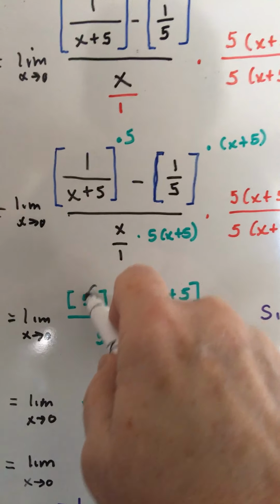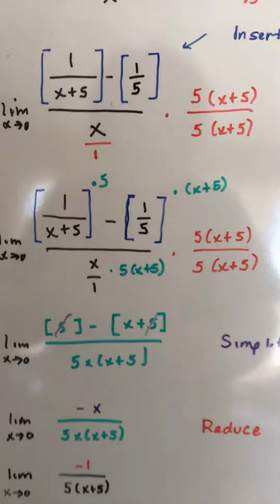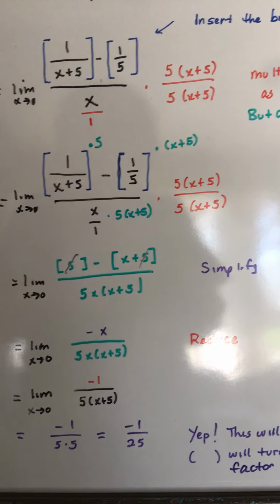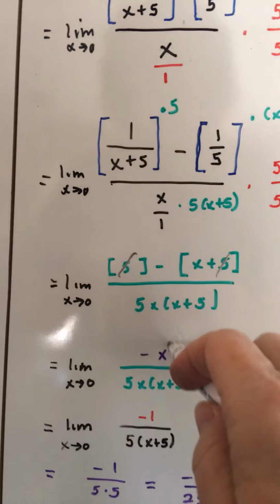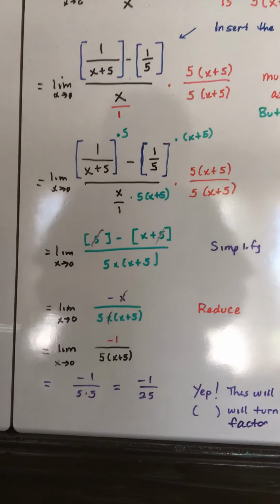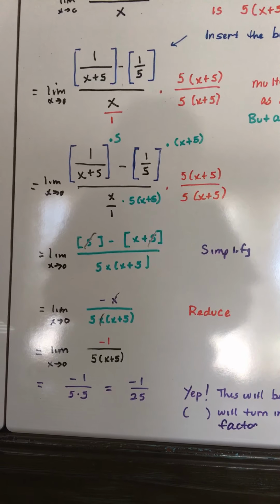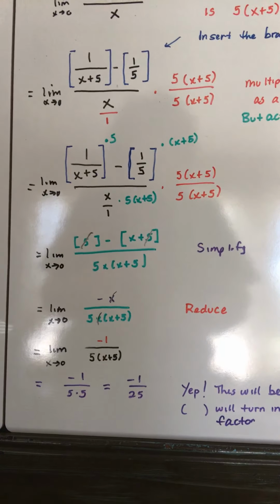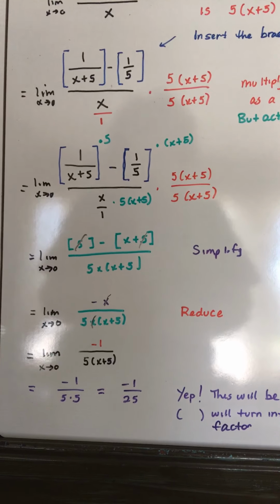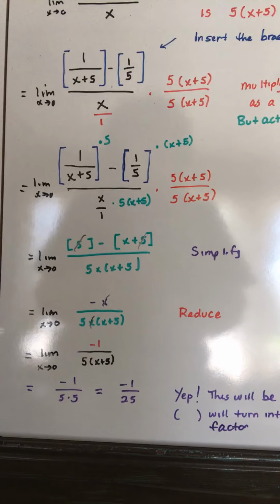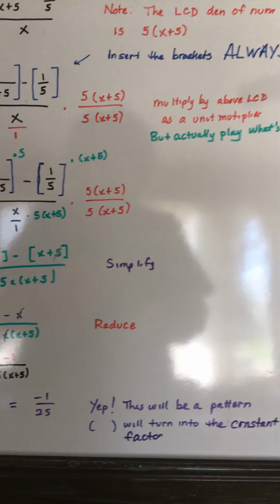So feel free to just do this. You have no issue with that. And now we can simplify. We'll be able to cancel this x and that x. And you are left with negative 1 over 5 times x plus 5. So when I insert my 0, I get negative 1 over 5 times 5, which is negative 1 over 25.